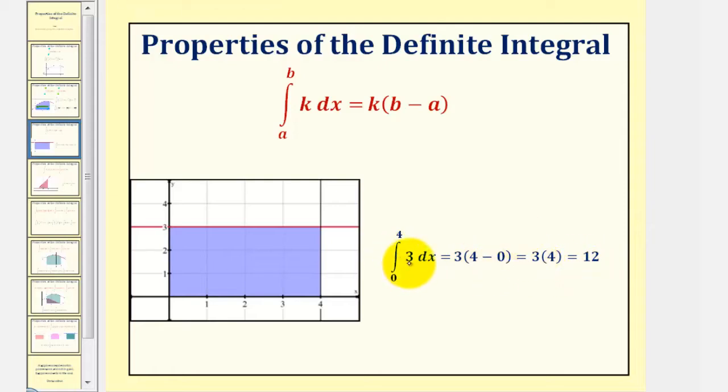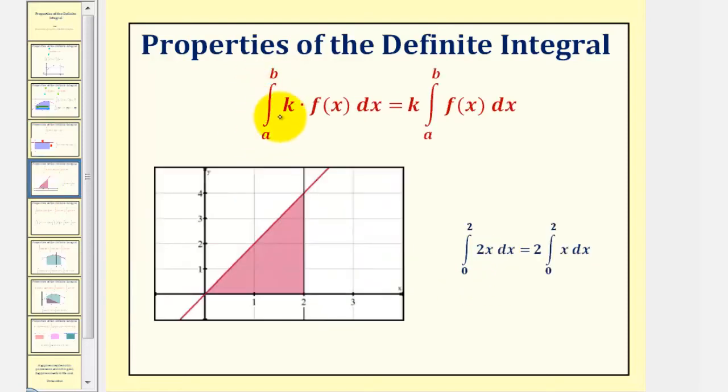If we graph the integrand function f of x equals 3, it would be this horizontal line here, and if our interval is from 0 to 4, notice how the area below the function and above the x-axis is this rectangle, and we know the area of a rectangle is length times width. So the value of k, 3, actually gives us the length of the rectangle, and b minus a, the width of the interval, gives us the width of the rectangle, which would be 4, giving us a result of 3 times 4, or 12, for the value of the definite integral. Now here our constant function is non-negative, but it doesn't have to be for this to hold true.